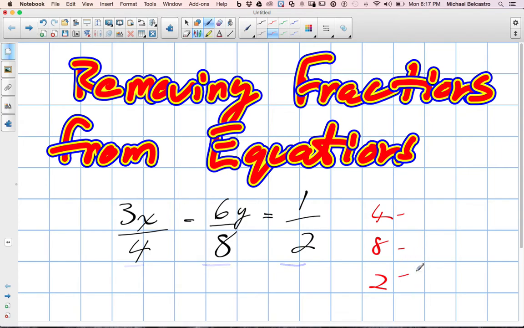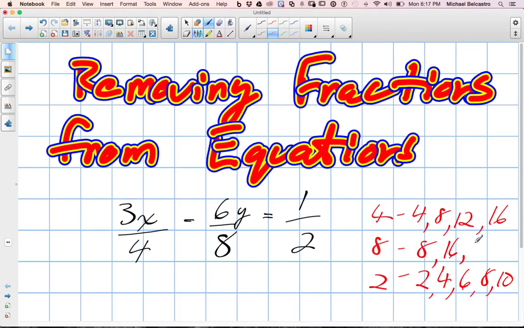Since 2 is the lowest, let's write quickly a bunch of multiples of 2. What are they? 2, 4, 6, 8, 10. Let's write some multiples of 4. 4, 8, 12, 16. Great, that should be good. And multiples of 8. 8, 16, 24, 32. Okay, great.